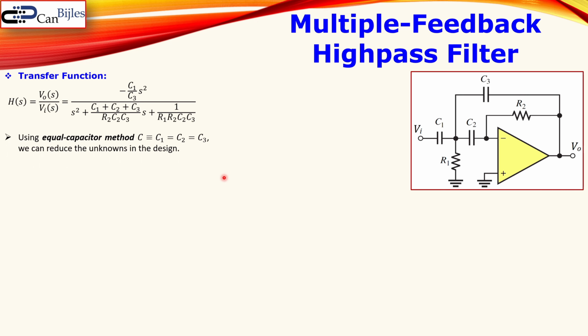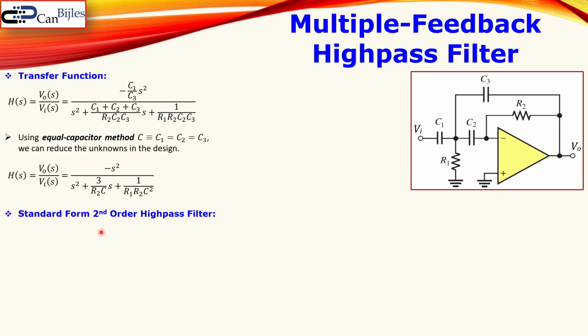Now, in order to make the calculations easy, we can go for an equal capacitor method, which says let's make all these three capacitors equal to each other and then define this as C. Then the transfer function will be minus S squared over S squared plus 3 over R2C times S, plus 1 over R1 times R2 times C squared. Now this is of course much easier to use, but otherwise you get more freedom, and also the required values for your design might not be available if you do the equal capacitor method.